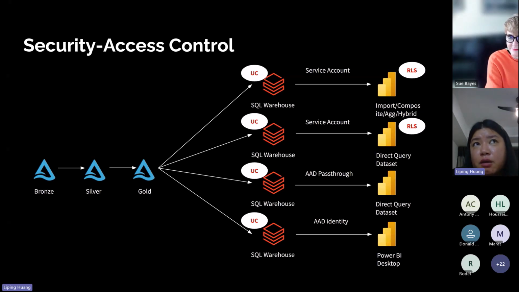But from a mechanism perspective, both Unity Catalog and Power BI don't discriminate just because it's an external user, because both of them rely on AAD to determine whether this is a user or not.